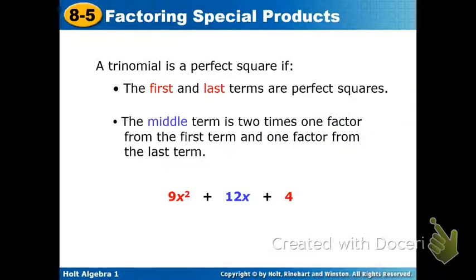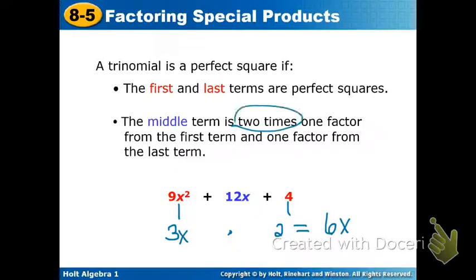Okay, so here is an example of a perfect square trinomial. I'm going to show you how the pattern works. Would you agree with me that both of these are perfect squares? The square root of 9x squared would be 3x, and the square root of 4 would be 2. Let's multiply those together. 3x times 2, we get 6x.